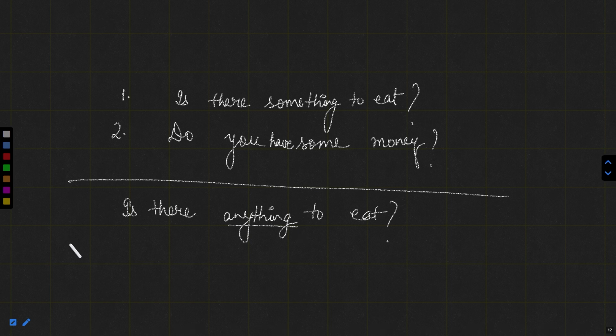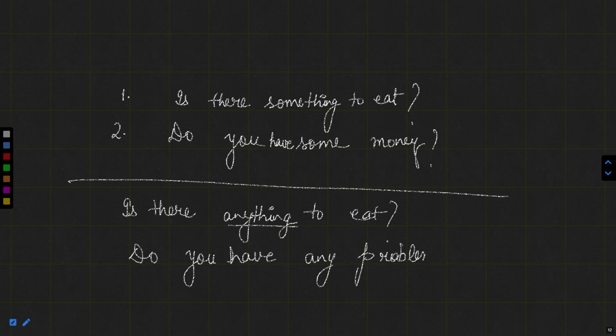Now, if I say, do you have any problem? Now, I'm asking my friend or any family member or my mother or anyone, do you have any problem? Because I want that they must not be having any problem, and there is everything fine. And I'm just asking for the formality, or you can say just because I felt. So I asked, do you have any problem?